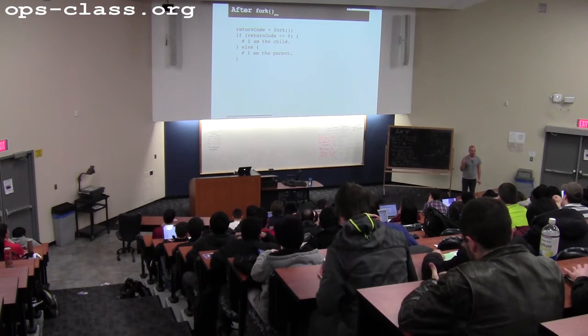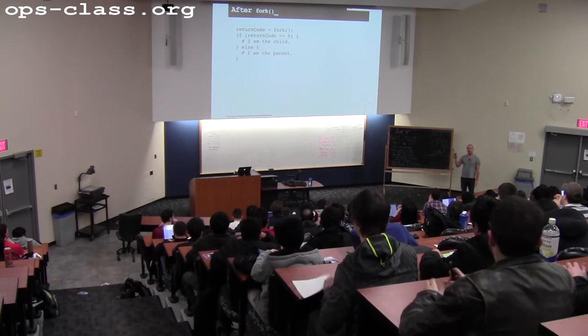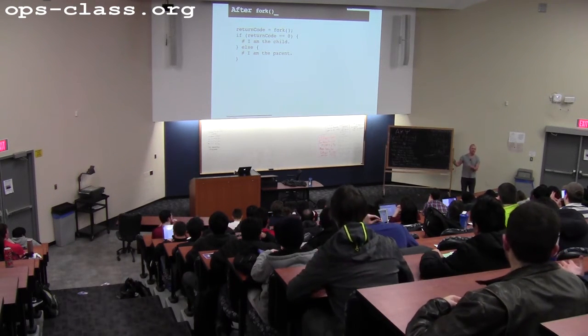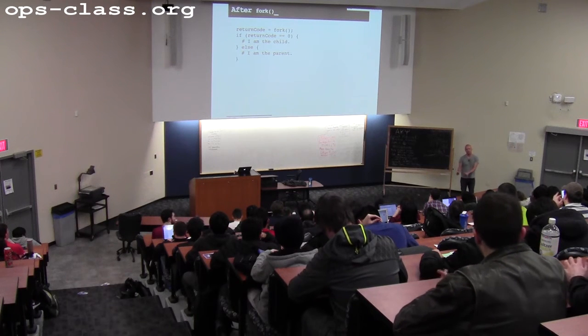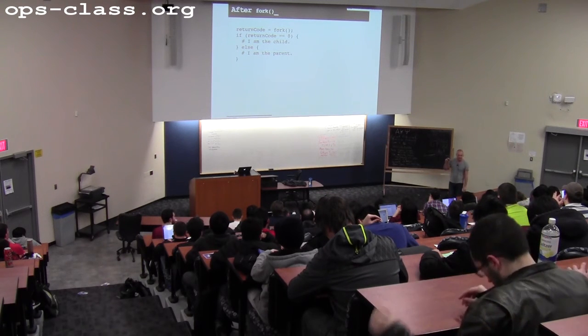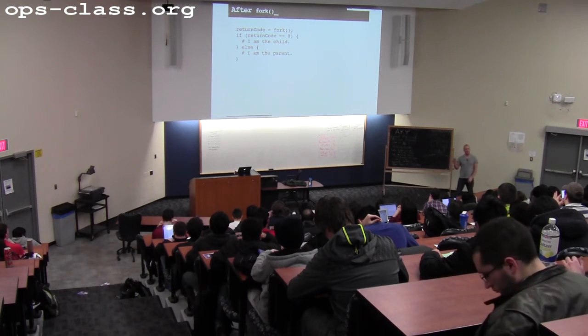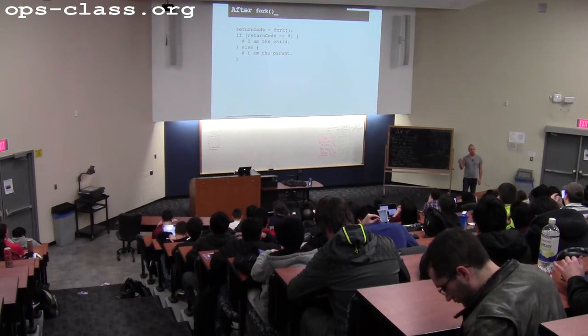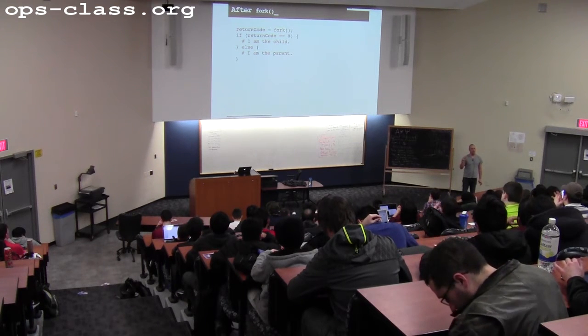This is on success. If fork fails, then fork will return some negative value, I think negative one, and it sets errno, and that's done by the C library for you. So this is on success. On success, fork returns zero to the child, and to the parent it returns what?